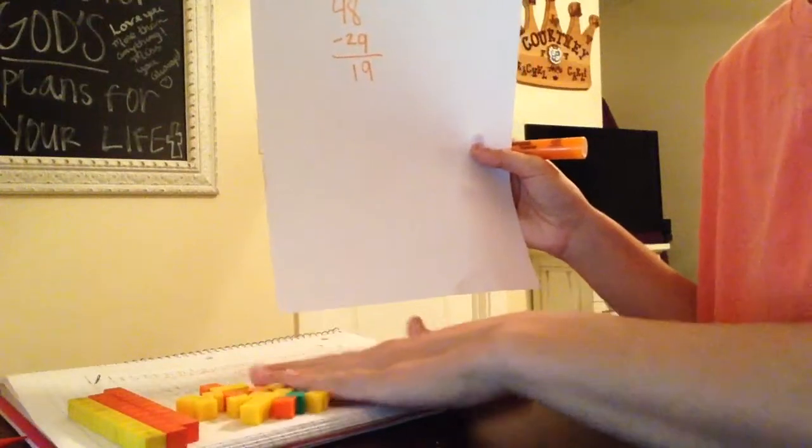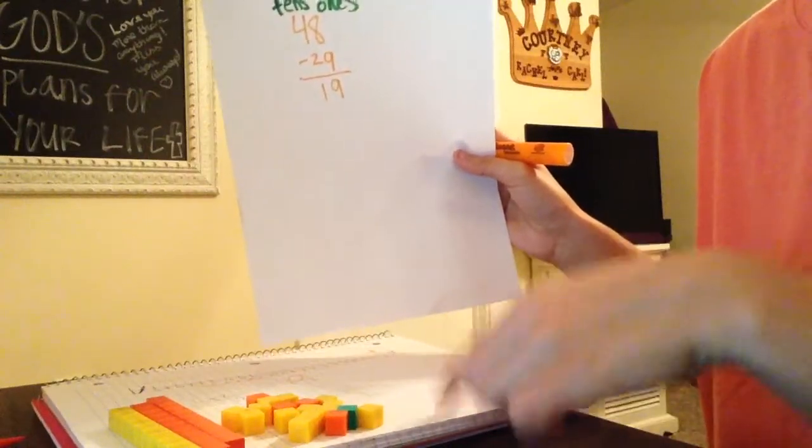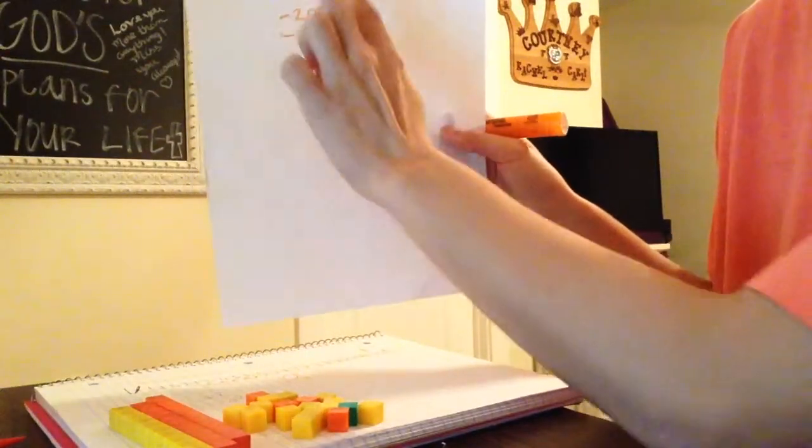So I had 8 to begin with, and I just added 10 more. How many single unit cubes do I have right now? I have 18 lined up. So now what I'm going to do is take away the bottom number. So I look at the ones place, and I see I need to take away 9 ones.